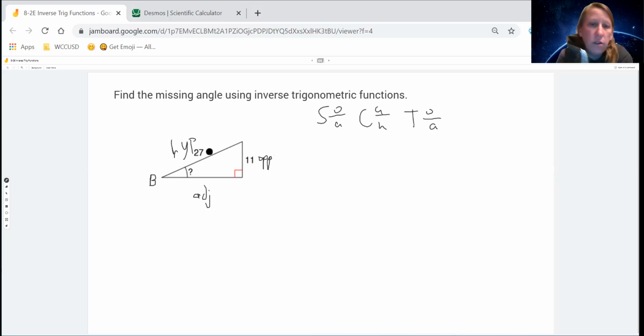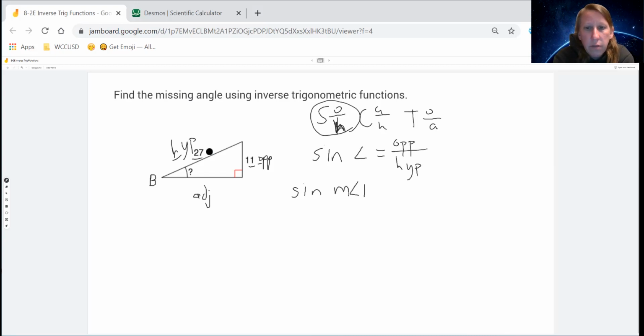For this one, I have the 11 where the opposite is, and I have the 27 where the hypotenuse is. So that's an H, by the way. Opposite over hypotenuse. So which one has the opposite and the hypotenuse in it? It's the sine function. It's the sine ratio. So the sine of any angle is its opposite side divided by its hypotenuse side length. And then for this problem, we're going to do the sine of the measure of angle B, and that's going to be 11 over 27.